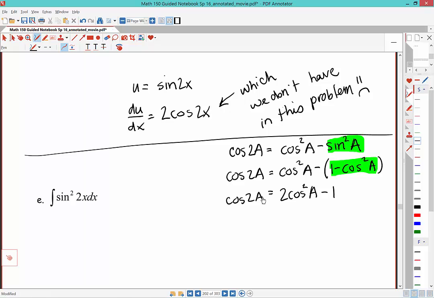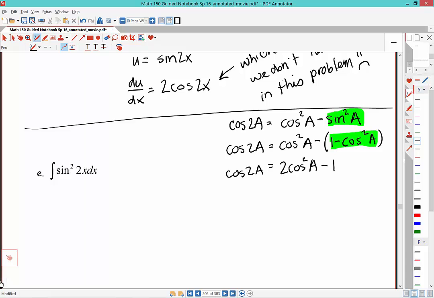Now, if you isolate, if I have 2 cosine squared of a, I'm adding 1, I'm just kind of rewriting it, so then you would have cosine squared of a is equal to 1 plus cosine of 2a, and dividing by 2, that would be 1 plus cosine of 2a all over 2.